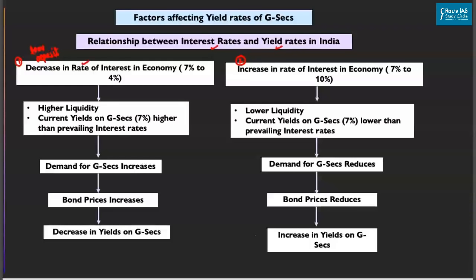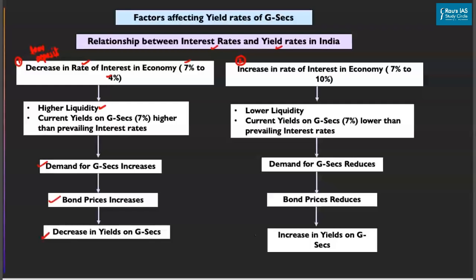Let's say there is a decrease in the rate of interest on loans from 7% to 4%. So obviously, more people would take loans and this would lead to an increase in the liquidity in the Indian economy. As the liquidity increases, the demand for government securities would increase, their bond prices would increase, and hence there would be a decrease in the yield rates on the government securities.